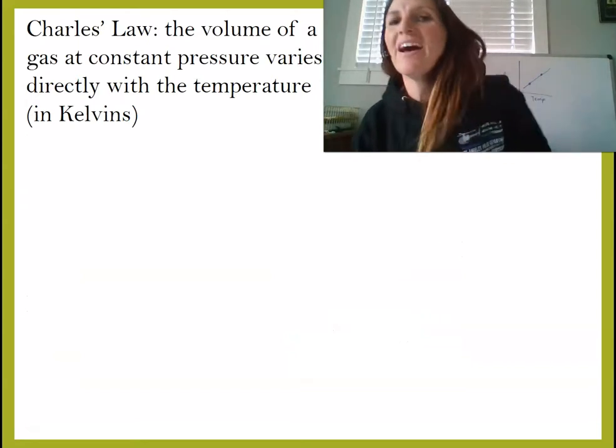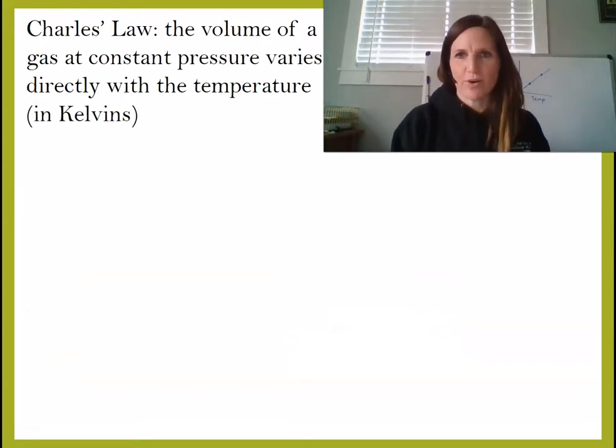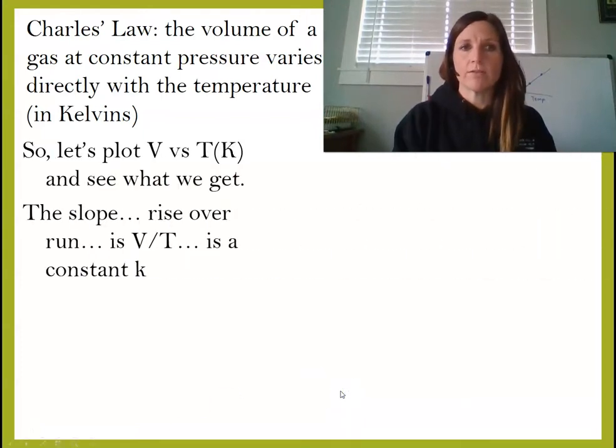Okay, so now that we have figured out how Kelvin temperature works, remember Kelvin temperature was derived from Charles' law, but also now we use Kelvin temperature every time we do Charles' law. But Charles' law itself just states that the volume of a gas at constant pressure varies directly with the temperature. That means that as we raise the temperature, the volume gets bigger, and as we lower the temperature, the volume gets smaller. This is a direct proportionality, which means that as one goes up, the other goes up.